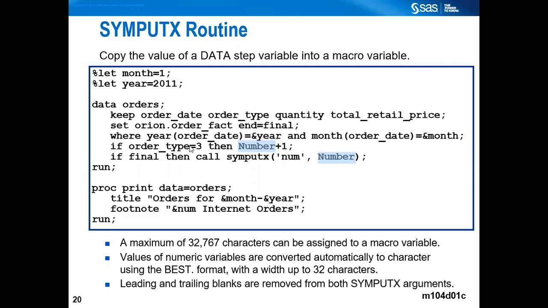That means whenever there is order type 3, your variable number will be created. It will keep on incrementing, and you are creating a macro variable num with call symputx, and the value for num is coming from your data step variable. So we know this is a variable created with a sum statement, and you're writing in the footnote ampersand num internet orders. Understood? Yes.